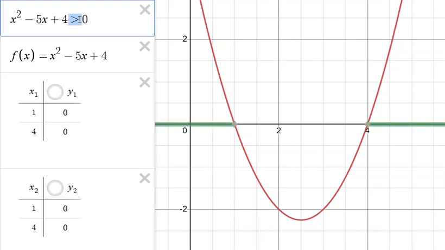And finally, we note that since this is a strict inequality, a greater than inequality, as opposed to a greater than or equal to, we have the open dots, meaning that the values of 1 and 4 are not going to be included in the solution set, okay? So let me actually write down the solution set, just one sec.